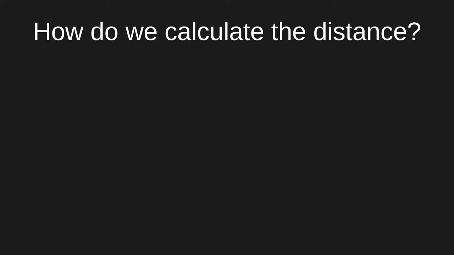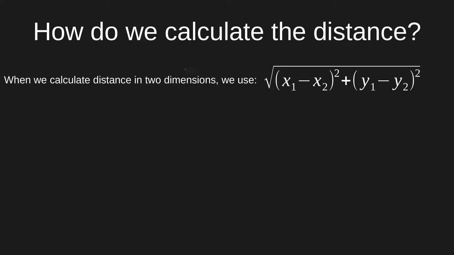So now we need to figure out how to calculate the distance, right? Whenever we have two dimensions, like in the previous example, we use this formula right here. It's based on the Pythagorean theorem. You have your two points, with x1 and x2 and y1 and y2, and you're getting their differences: the difference in the x-axis and the difference in the y-axis. Square them, sum them, and take the square root.